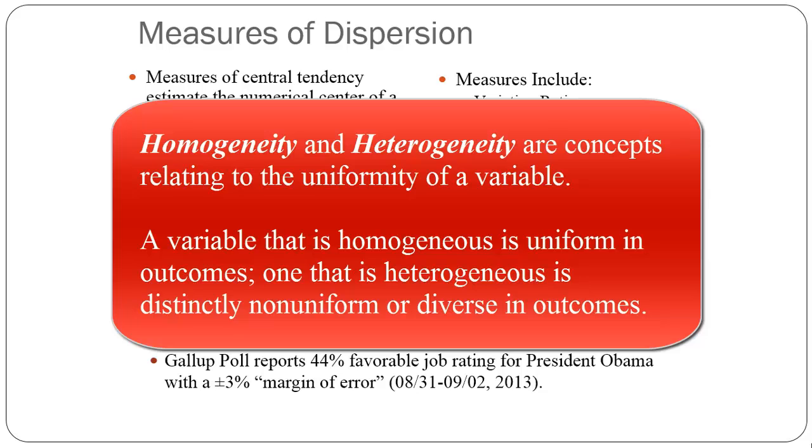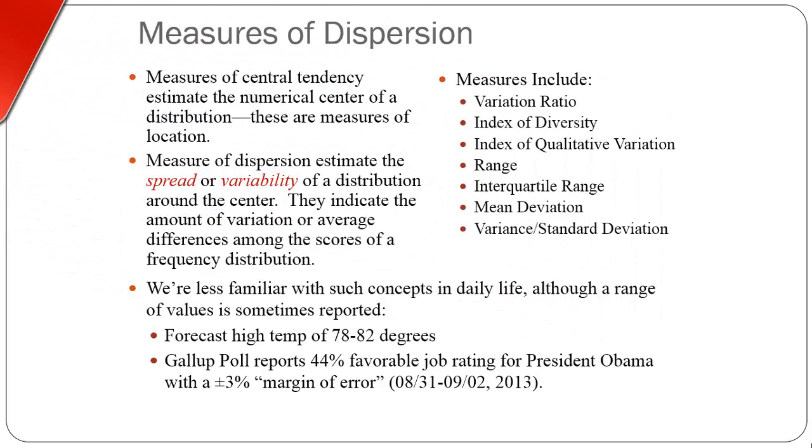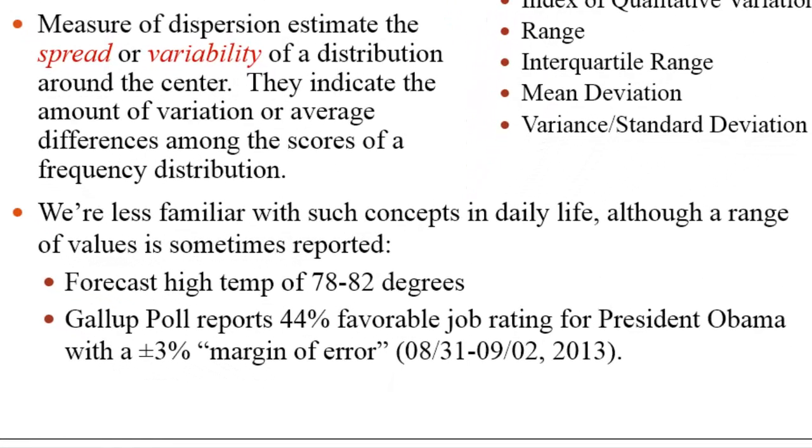Homogeneous means not much diversity, very similar, everybody's kind of alike, and heterogeneity means there's a lot of diversity in the kinds of responses to a survey or whatever it is your variable is measuring. This is also a numerical measure, and it's unfortunately one that we tend not to use too frequently in our everyday life. So where we use averages all the time, people tend not to report spread very often.